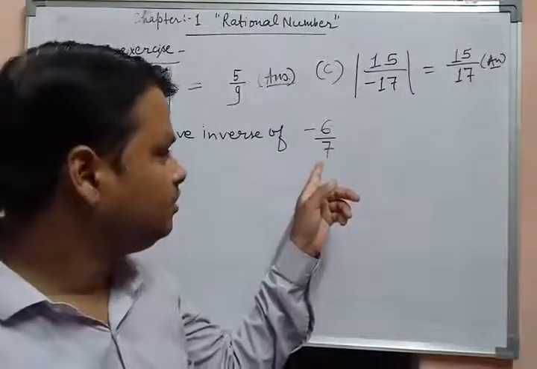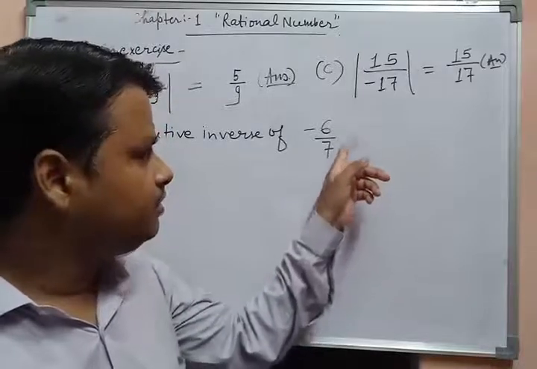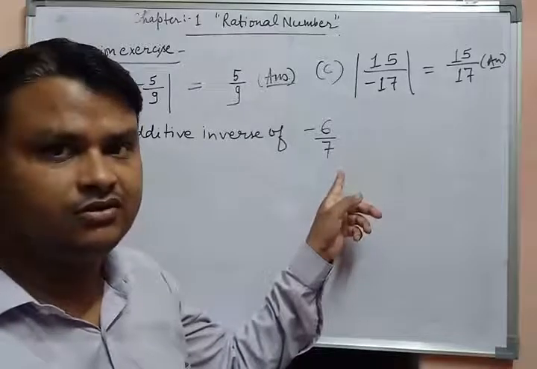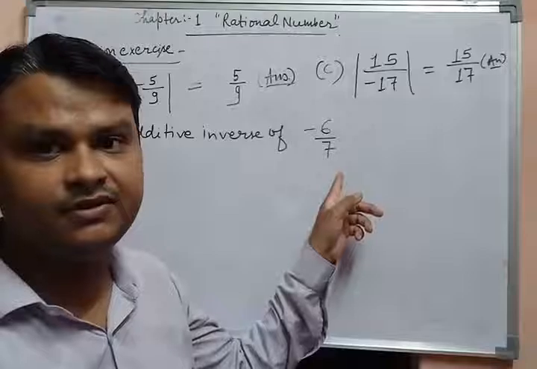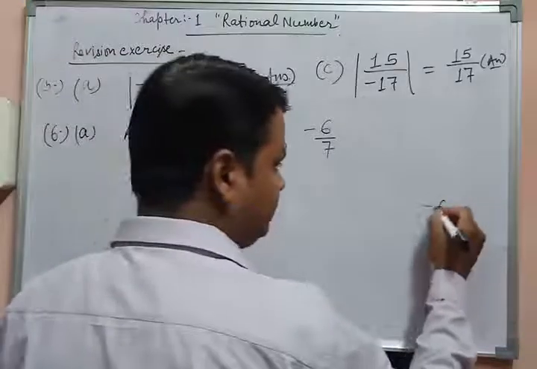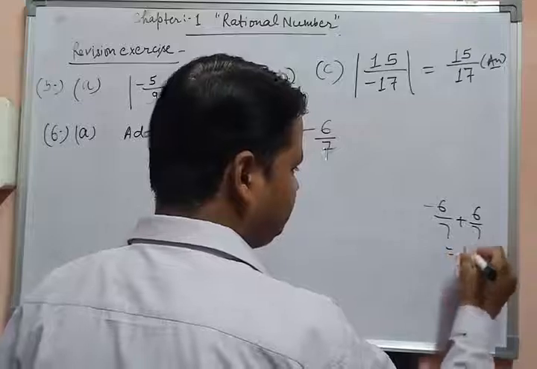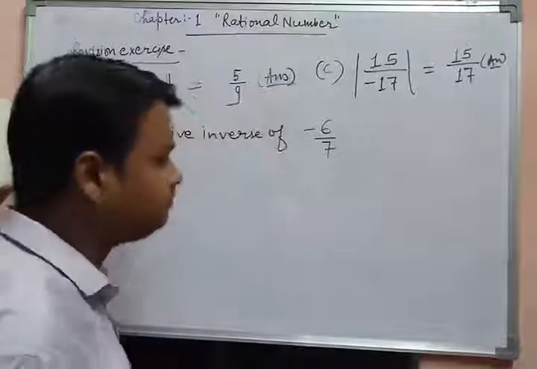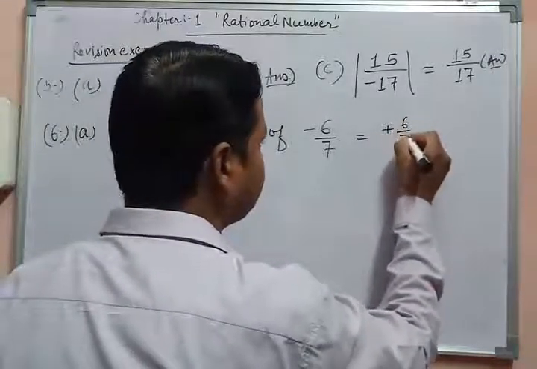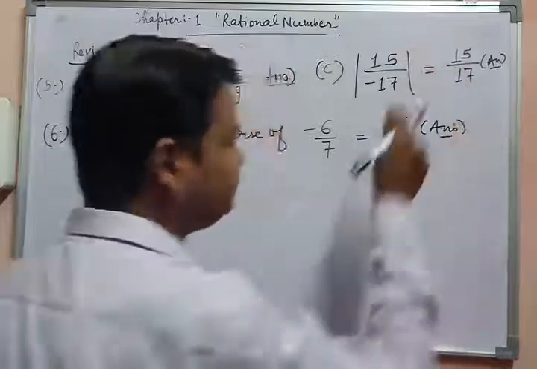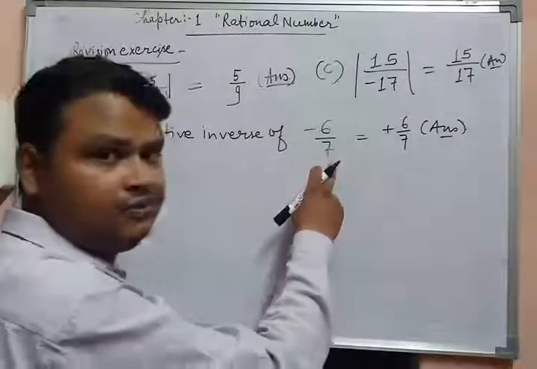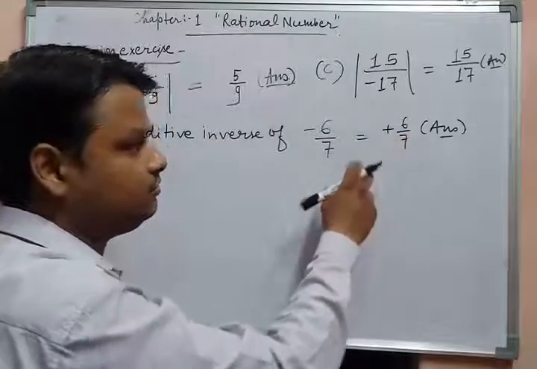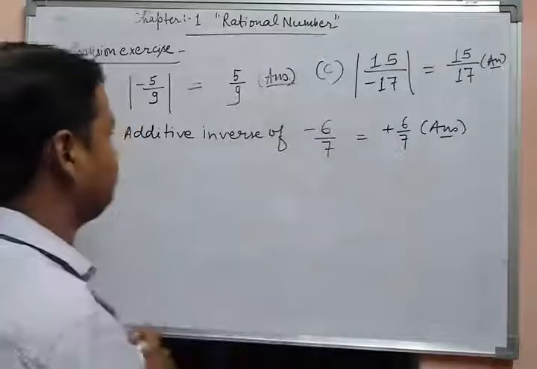Okay. So what number do you have to add to this number to get the result 0? Its answer is plus 6/7, because minus 6/7 and plus 6/7 is equal to 0. So its additive inverse is plus 6/7. This is the answer. Additive inverse is the number which, when added to that rational number, gives the result 0.